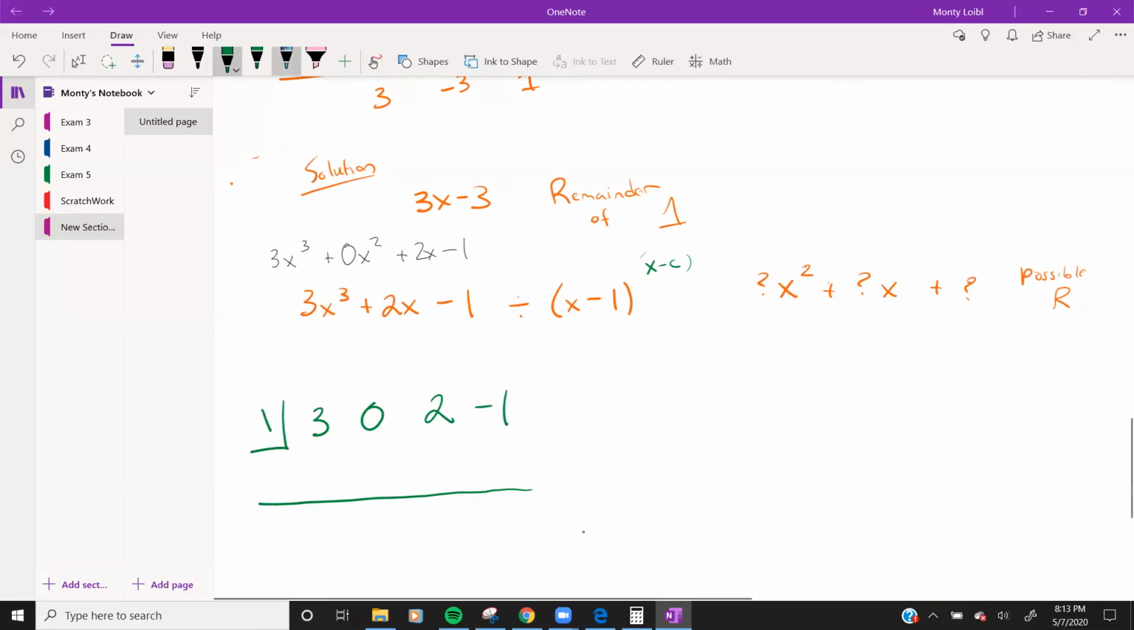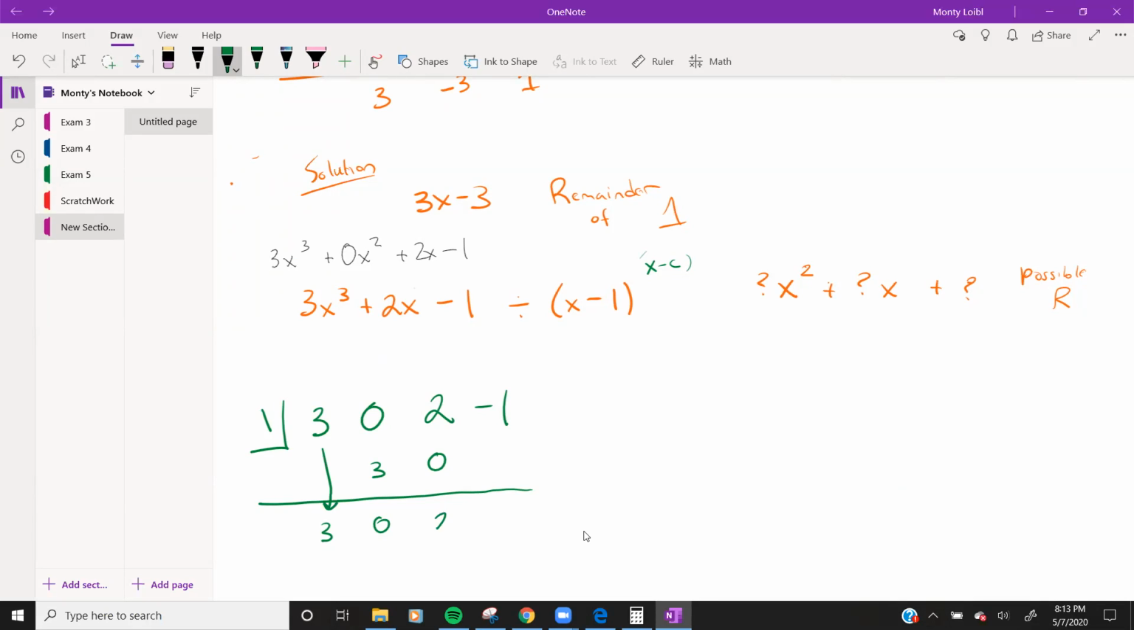So let's do our synthetic division. Our 3 drops down. We're multiplying it by 1, the opposite of whatever's inside, the constant term of x minus 1. So 3 times 1 is 3. Add these together, we get 0. 0 times 1 will be 0. And then we're adding down still.